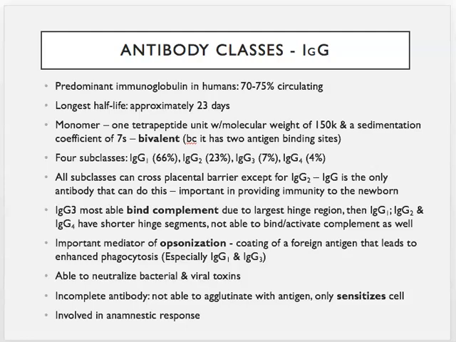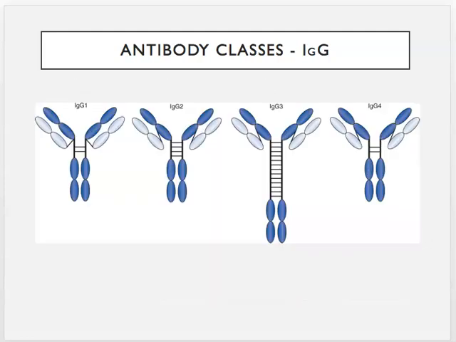And if you remember that from the first video, that's the coating of a foreign antigen that leads to enhanced phagocytosis. It's also able to neutralize bacterial and viral toxins, but it's also considered an incomplete antibody, which means that it's not able to agglutinate with an antigen. It only sensitizes the cell. So here's what it looks like, a couple of different variations there in the structure or the size of the different subclasses.